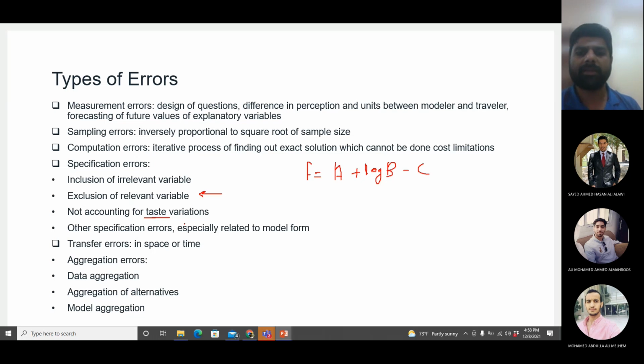Okay, other specification errors, especially related to the form of the model, I have already talked about. Then transfer errors, transferring in terms of space or time. I mentioned it previously as well. We have aggregation errors. How do you aggregate the values, combine the values into calculating the mean and these things? Data aggregation, aggregation of alternatives. Data aggregation means when you collected the data, how did you aggregate it? So aggregation error can belong to the aggregation of the entire population or the aggregation of the data which you have collected. And then we can have aggregation of alternatives as well.